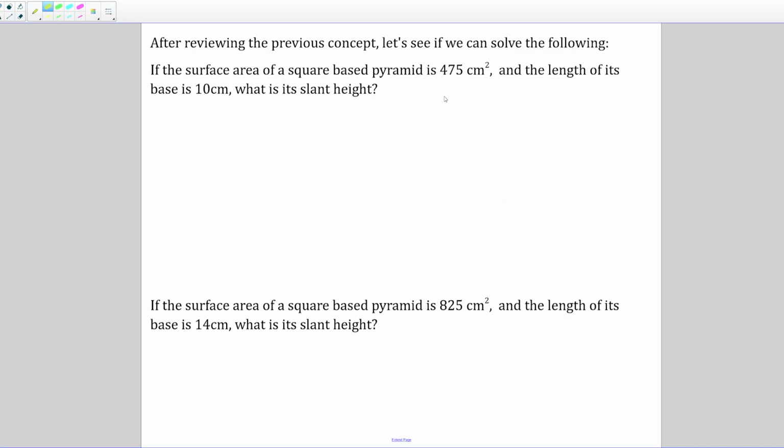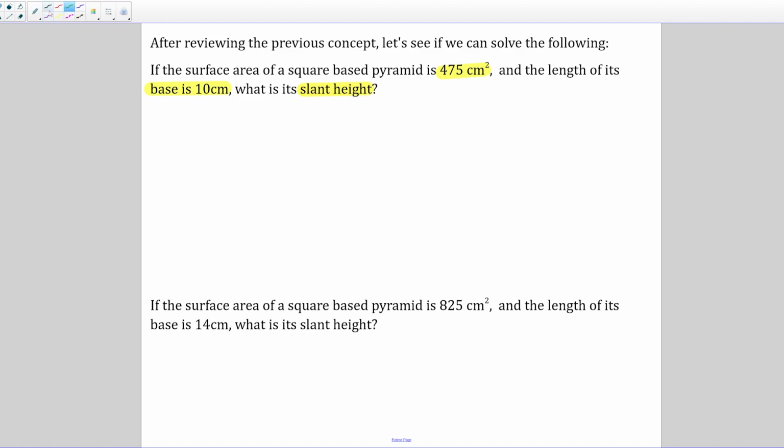Keeping the examples from the previous page in mind, let's go ahead and start to work backwards. We're given a question where we have the surface area of a square-based pyramid is listed at 475 centimeters squared, and the length of the base is 10 centimeters. So we are being asked what the slant height is.